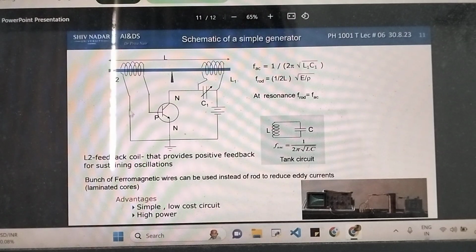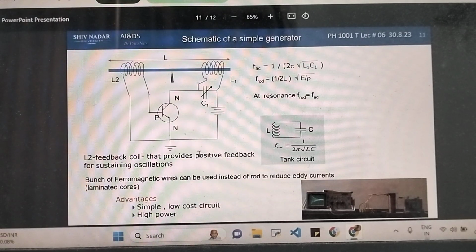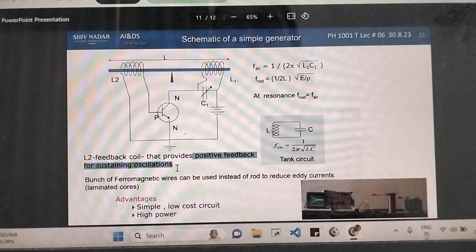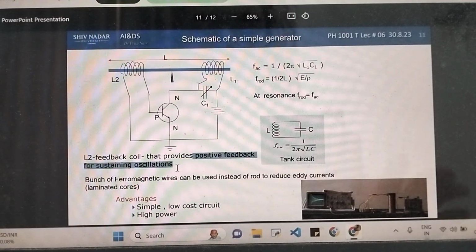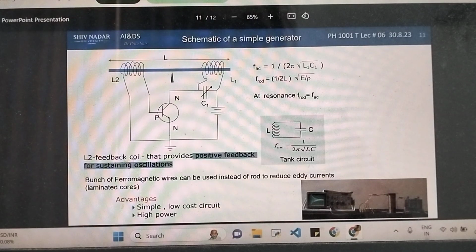That induced current flows through this part and it comes to this transistor. This transistor amplifies the current and sends it back to your battery. So it provides positive feedback for sustaining oscillations, meaning it makes sure there is no interruption in your current supply. So that is why you have this left hand side part.